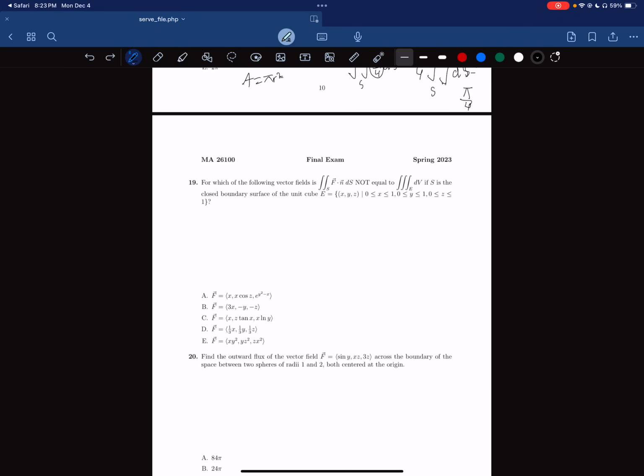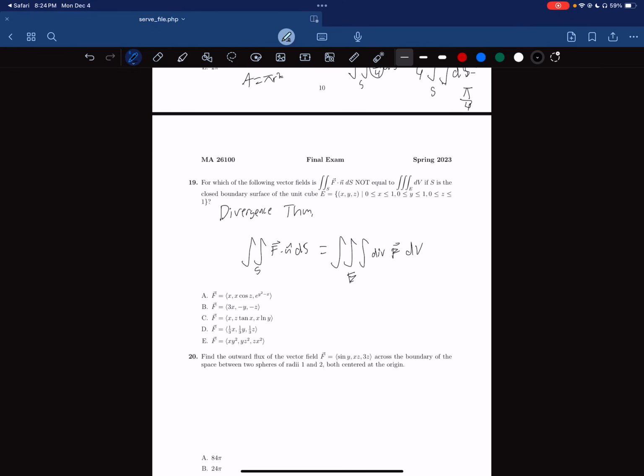So really, this is our nice old divergence theorem. That states that the integral over S of F dot n dS is equal to the triple integral over the closed region E of the divergence of F dV. Sorry, not S. I think S is just more fun to write, so I like writing it.